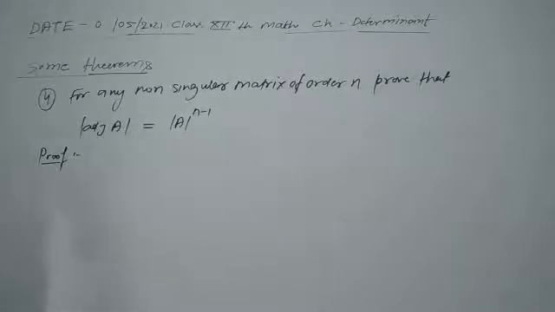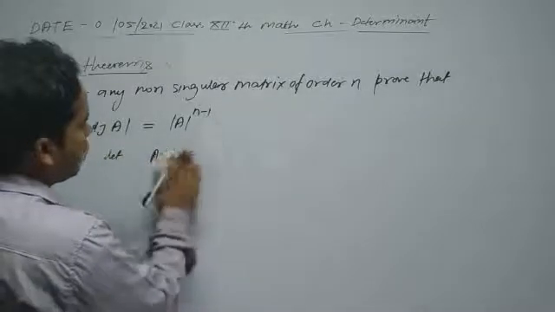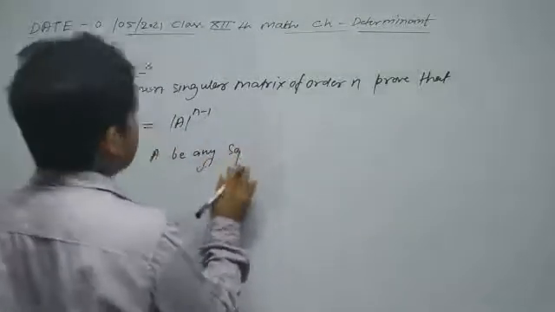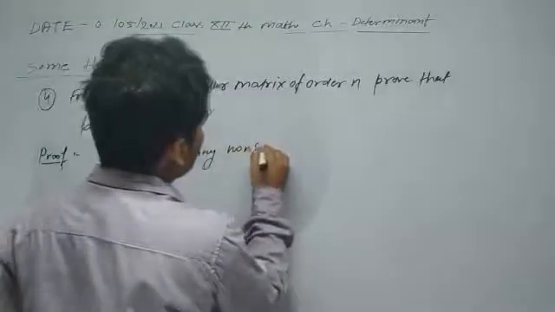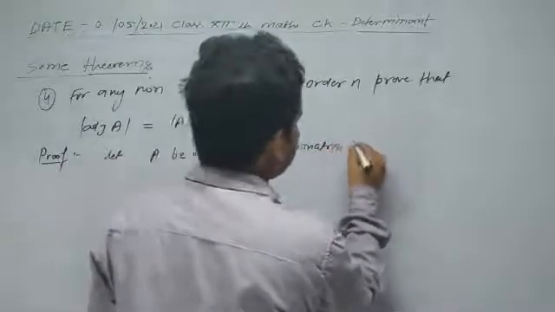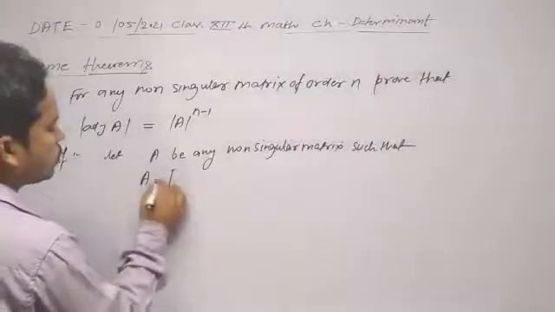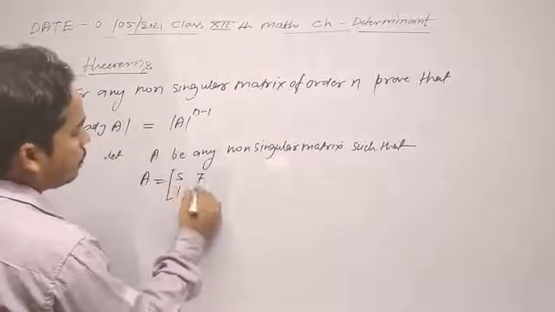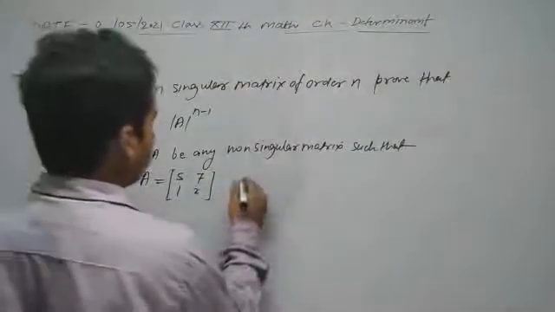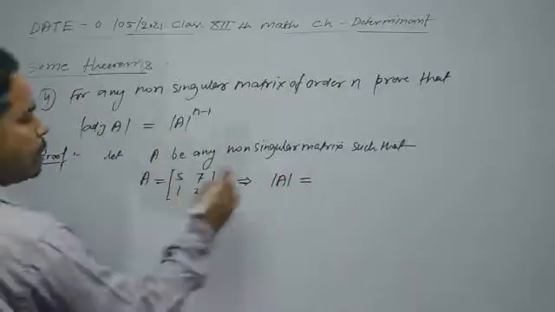So let us start. Let capital A be any non-singular matrix such that A is equal to 5, 7, 1, 2. When you calculate its determinant, the result you will get is 5 2s are 10 minus 7, that is, the result is 3.